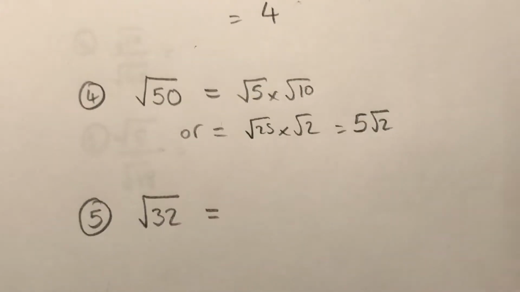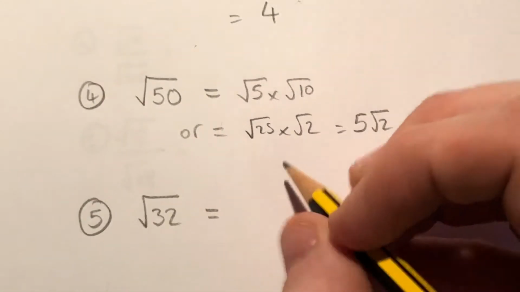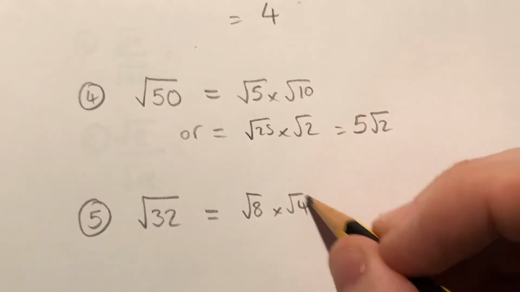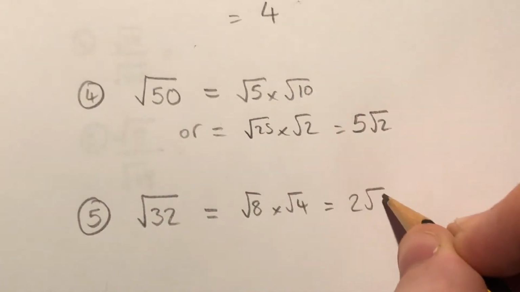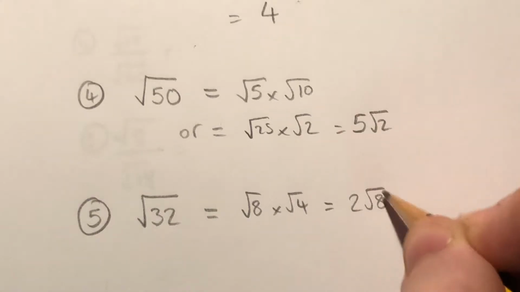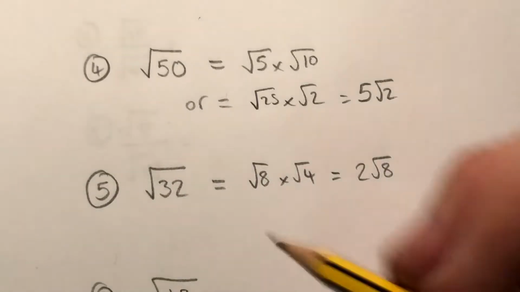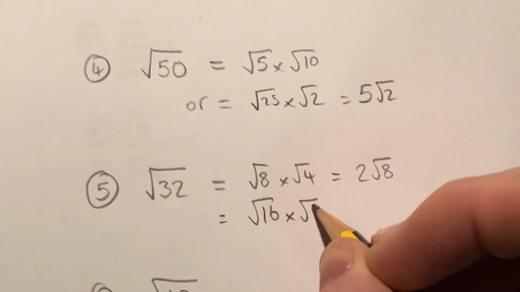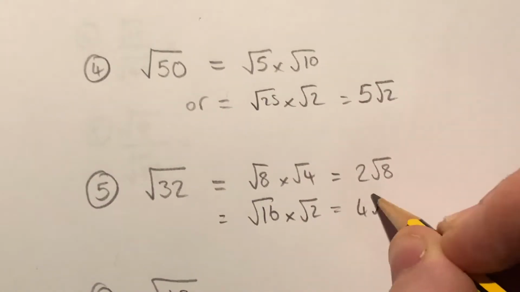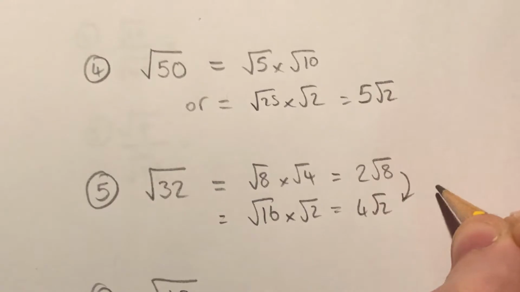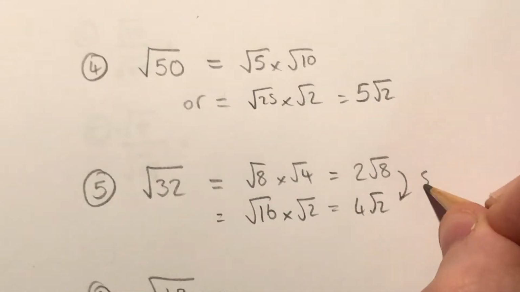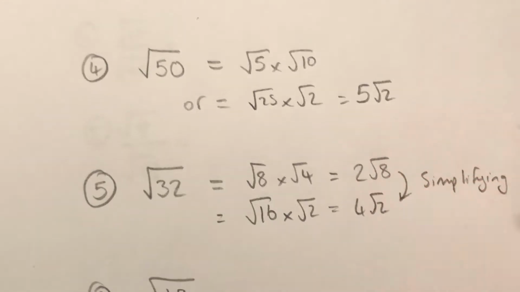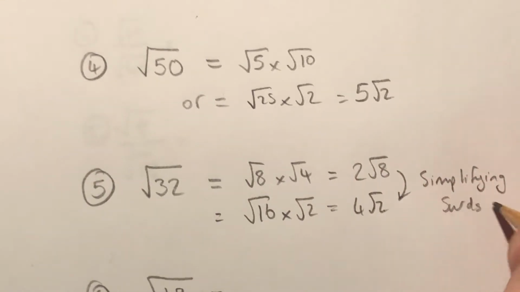Okay. Root 32 as well, we could say, is the square root of 8 times the square root of 4. Well, we know that the square root of 4 is 2, so 2 root 8. And later on we'll have to simplify that further, but you could say this is the square root of 16 times the square root of 2, which is 4 root 2. And I will show later on in the simplifying surds video how to go from here to here.